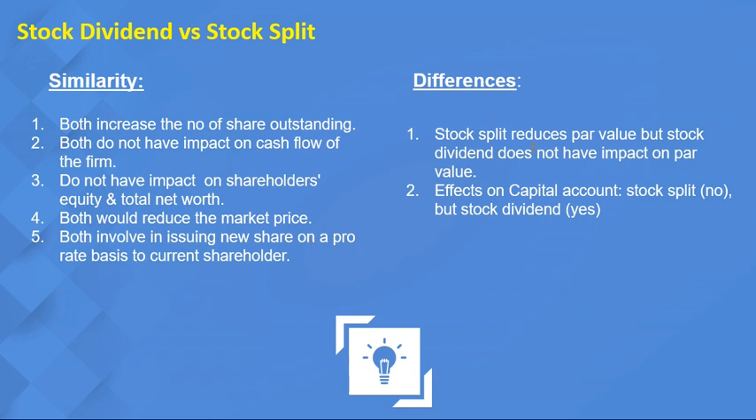The differences are: stock split reduces par value, but stock dividend does not have impact on par value. As for the effect on capital account, stock split will not have impact on capital account. However, stock dividend will have impact on capital account. That's all for the presentation on stock split.